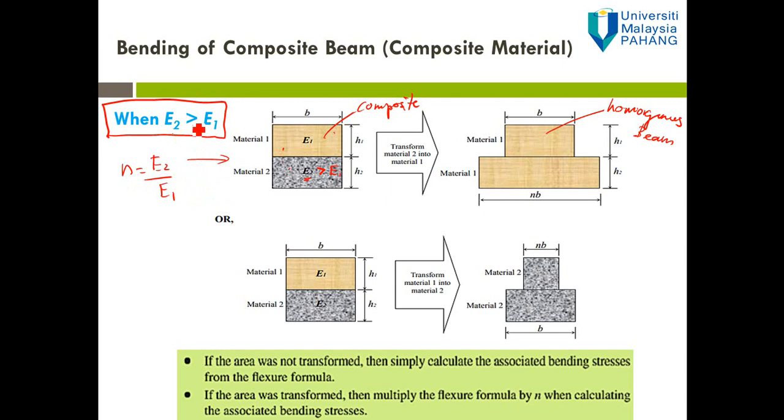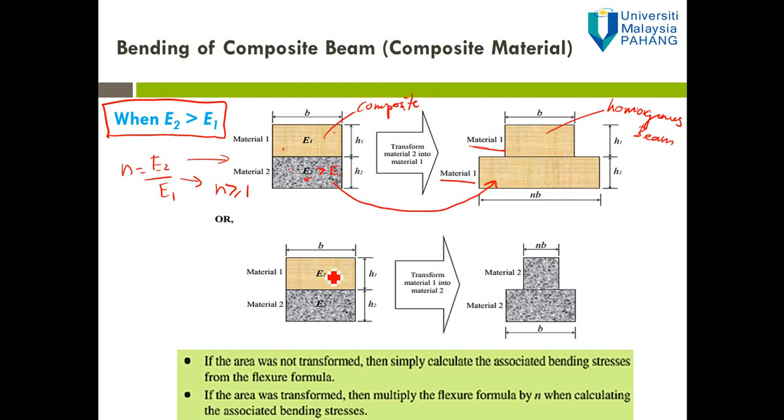Since E2 is greater than E1, n will be greater than or equal to 1. That's why the width will become bigger, and the area, as you can see here, will become bigger after transformation. Now we can analyze this beam assuming both are the same material. This part will become material 1 after transformation, so we can assume this is also material 1.